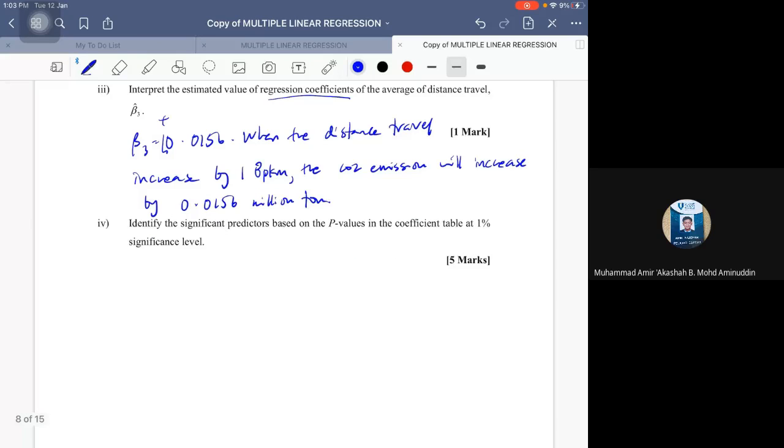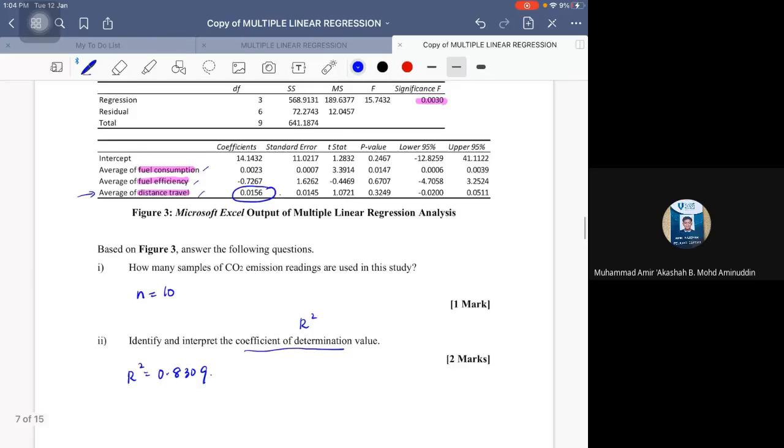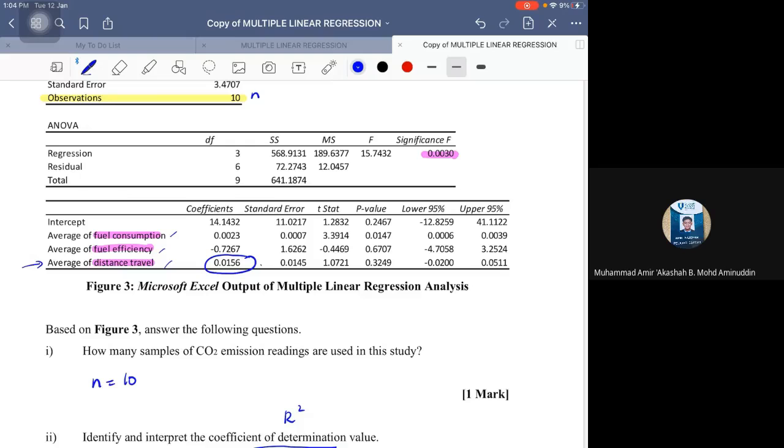Okay, and question number 4 says identify the significant predictors based on the p-values in the coefficient table. The question doesn't ask you about the p-value where we relate the independent and dependent variable, but we want to know from the predictors, our independent variables, which one is going to be significant. I did mention to you just now where to look. Which p-value should we refer to for significance of each of the variables?